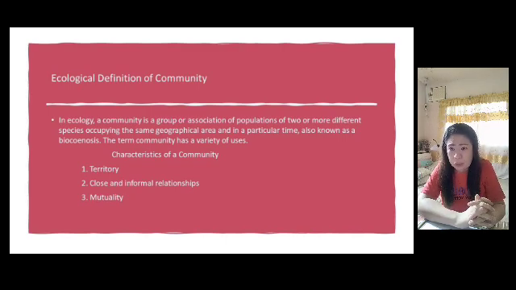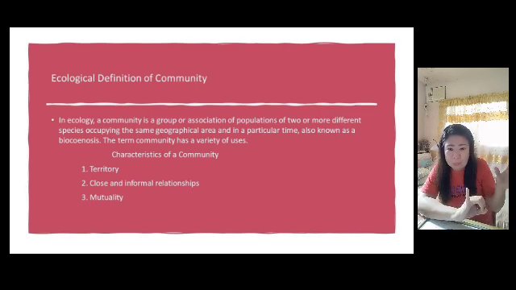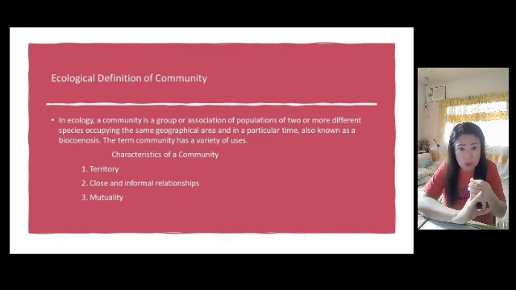The term community has variety of uses. Ayan, nagpunta na agad ako sa uses. Sabi, ano ba yung uses? What are the characteristics of a community? First is, siyempre, sa komunidad, masasabi natin na isang komunidad ito kung meron siyang teritoryo, lugar, di ba?